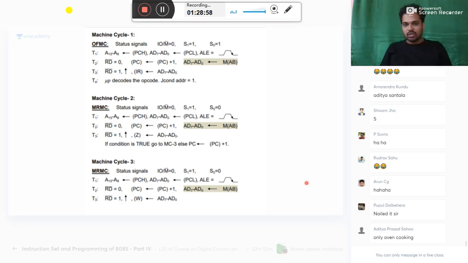Right. So that is about your jump instruction. Here, again, the story is the same. If I give too many things, you are worrying about remembering. Don't worry.